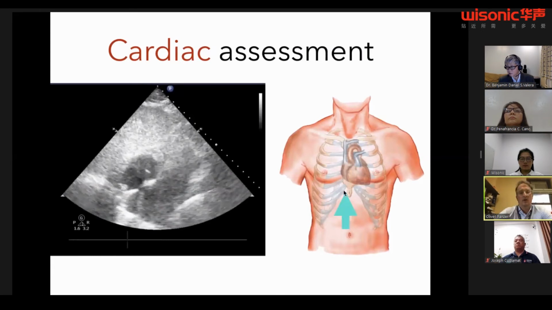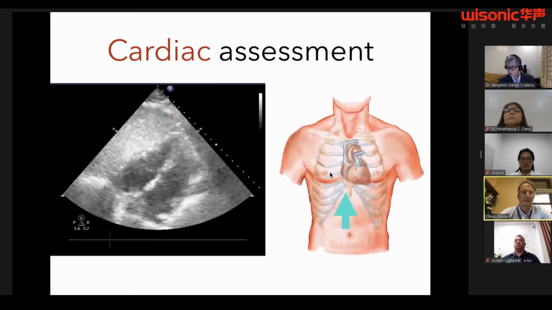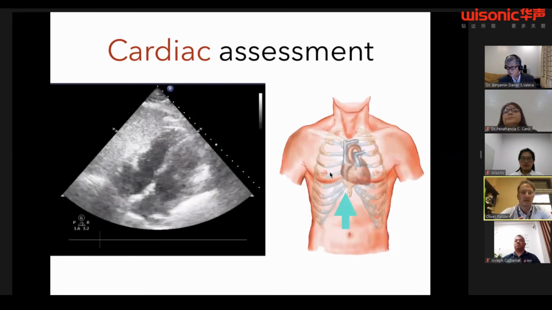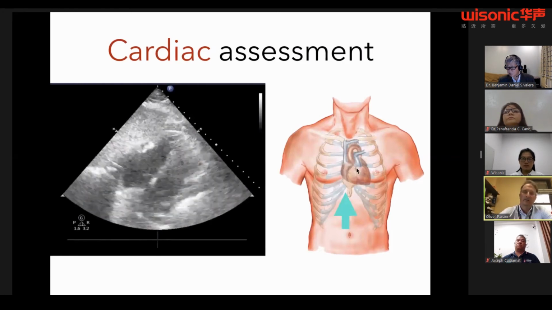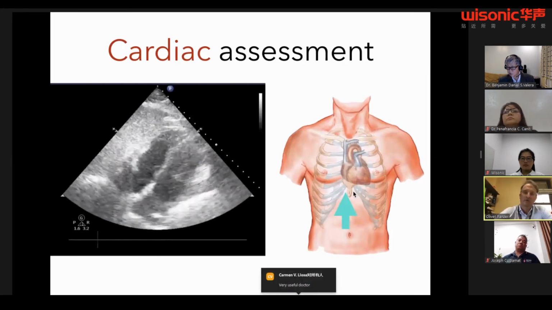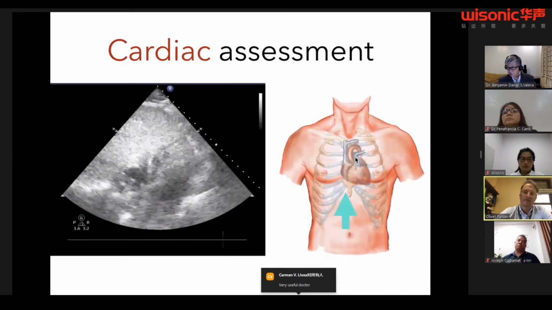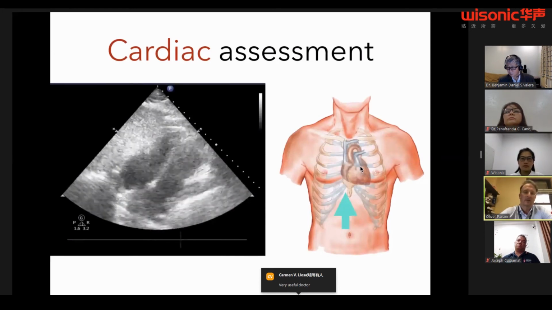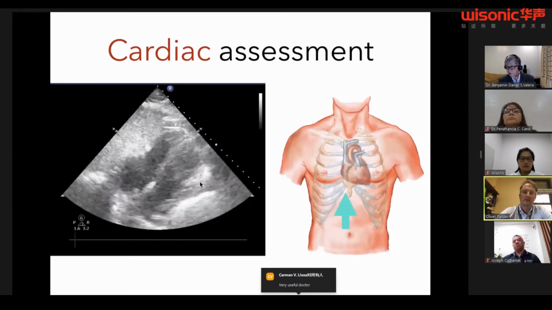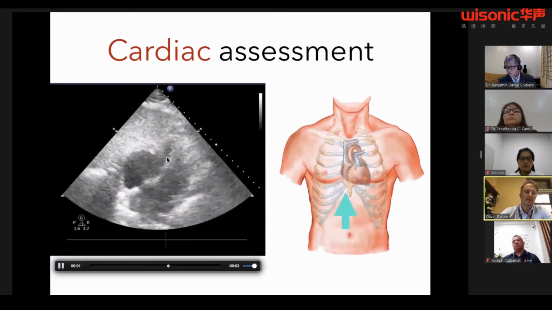And here I always start with a subcostal four-chamber view. In these patients, with high PEEP and high airway pressures, the lung is overblown. For those who do echo a lot, you have a hard time seeing anything in the parasternal or apical views. So the subcostal view is really a great access for these patients.